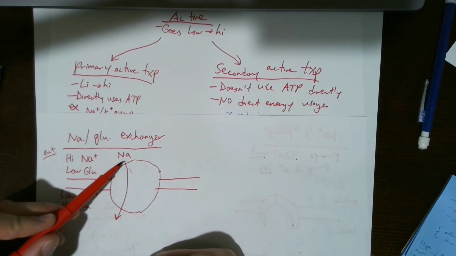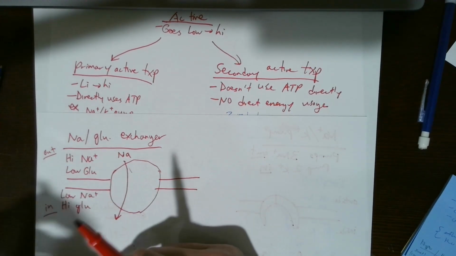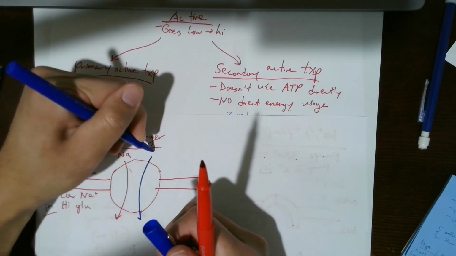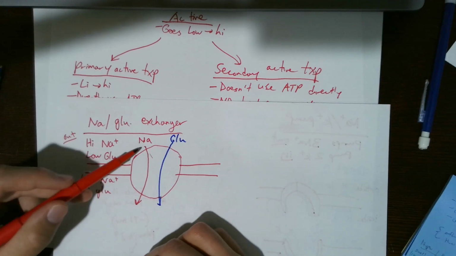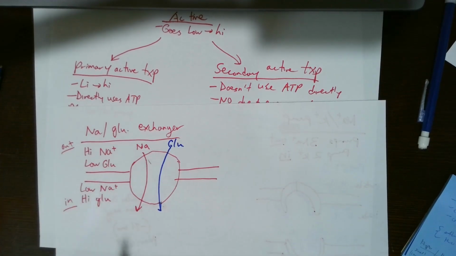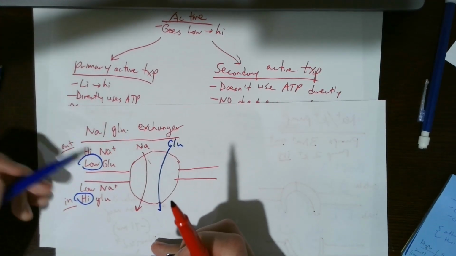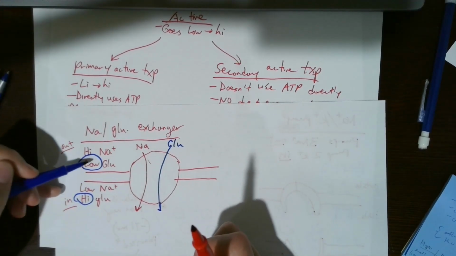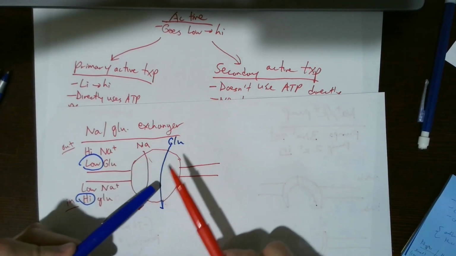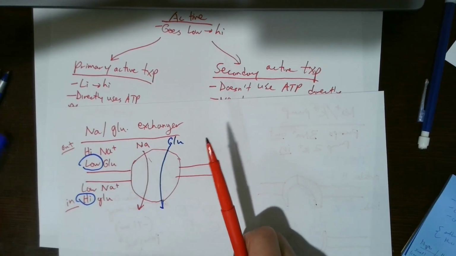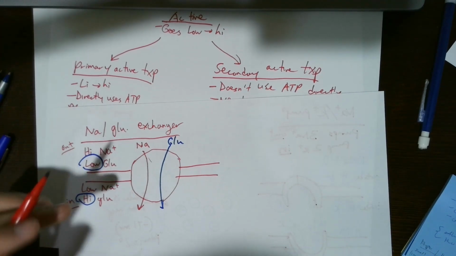As sodium is going from high to low, it's going to generate a force that's going to push glucose into the cell along with it. But do you see how sodium is going from high to low? Glucose is going from low to high, because it's going from the outside to the inside. It's going from low concentration to high concentration. But because we're pairing it with sodium going into the cell, that's what allows glucose to go from low to high.